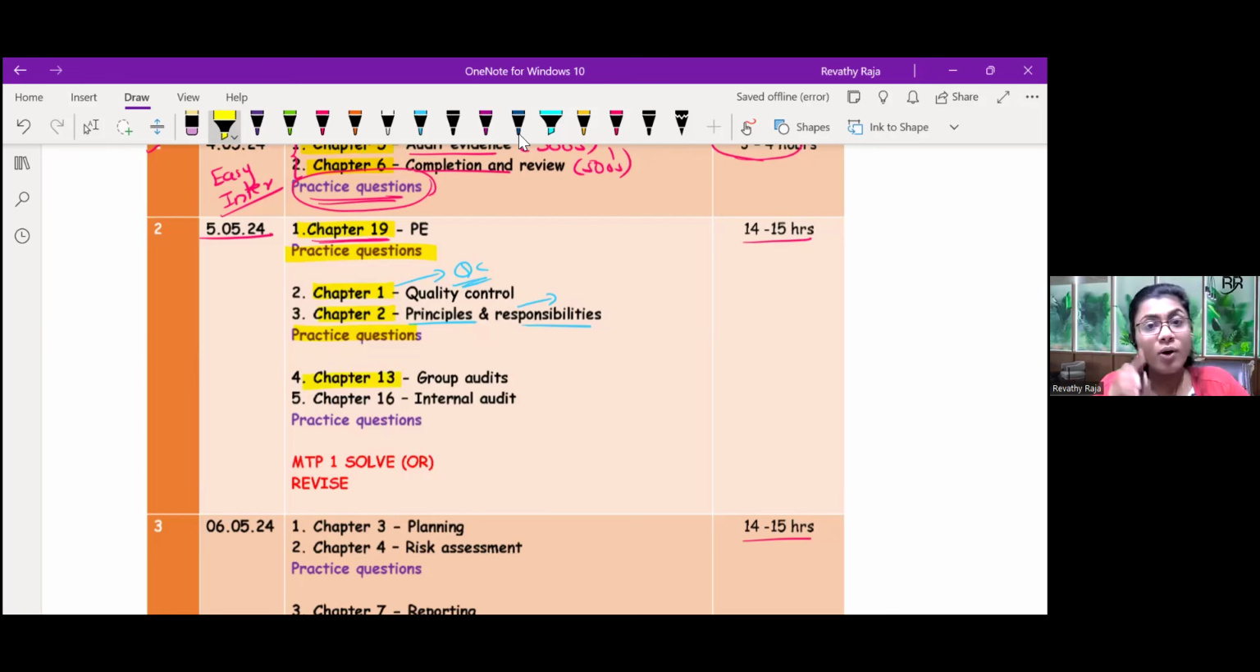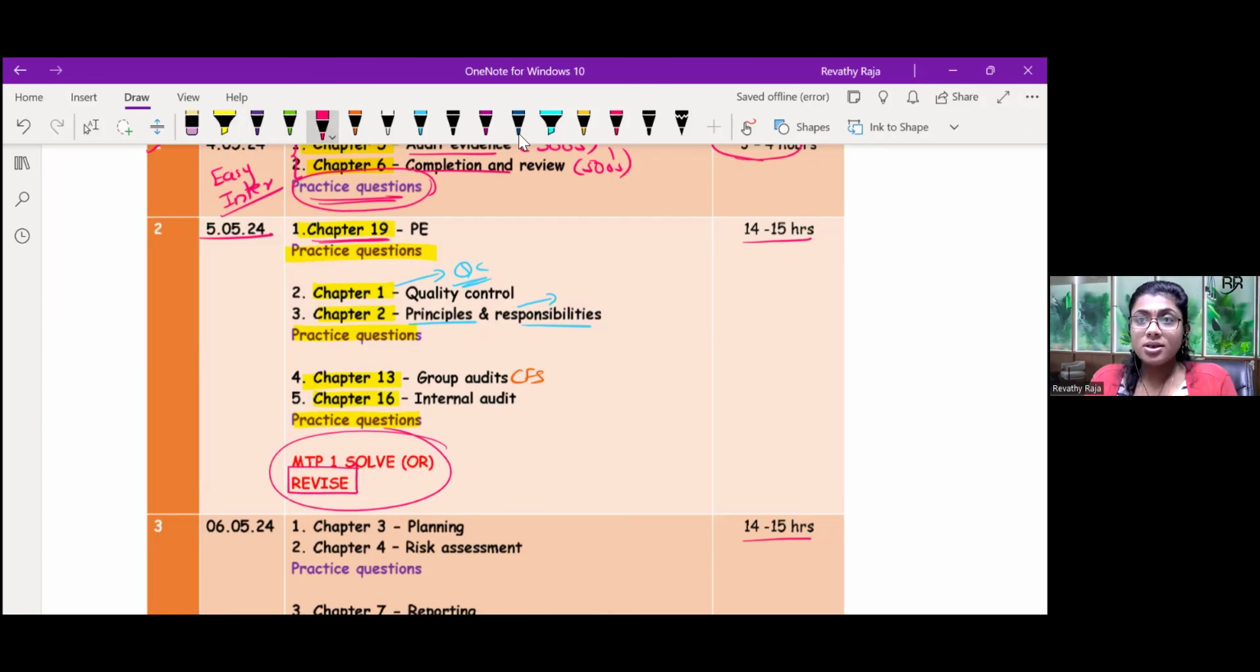So go for 2 other audit chapters like CFS audit, which is group audit, and a very small chapter, which is internal audit. And again, don't forget to do the practice questions. And a very important thing, before you sleep, 1 hour in the night, make it a point that I always prefer to do a revision.